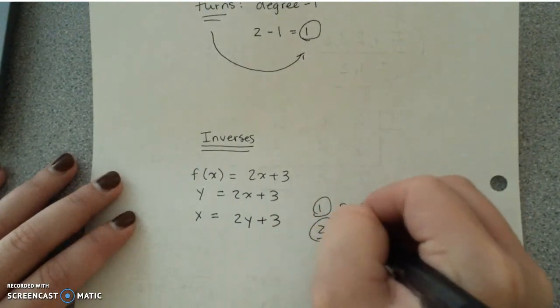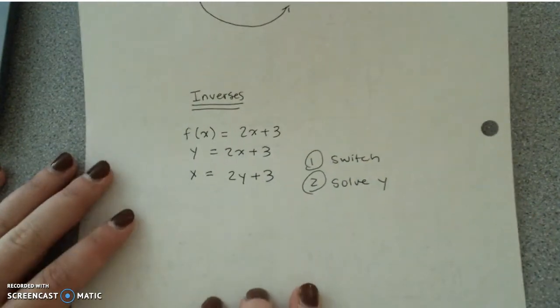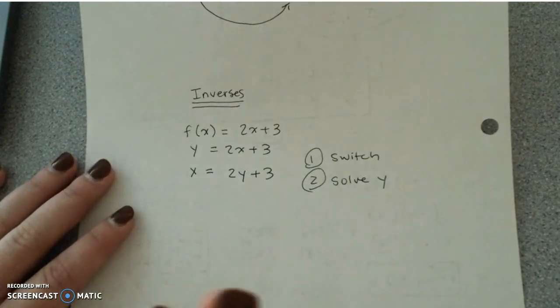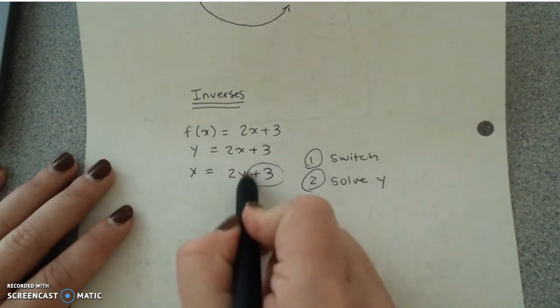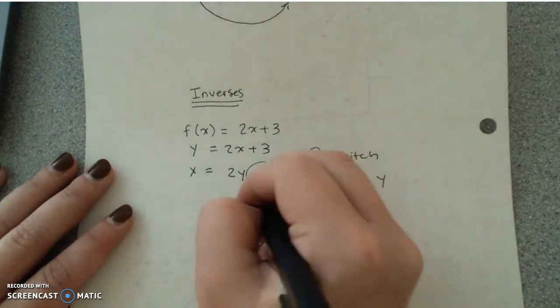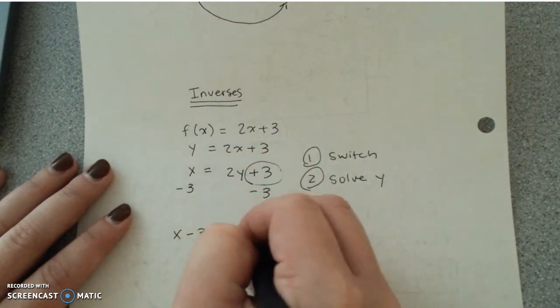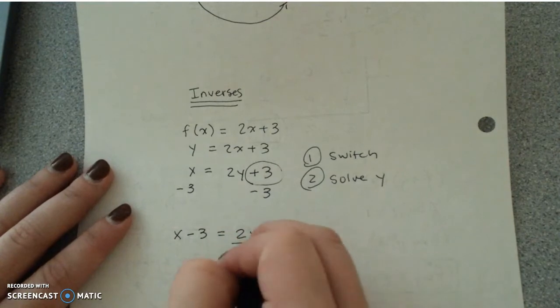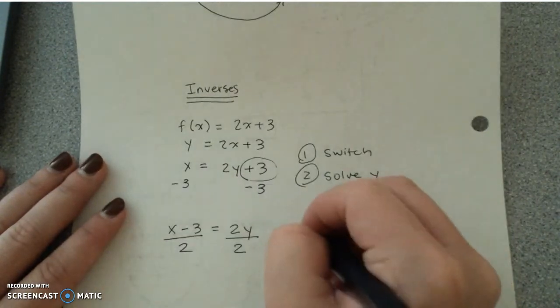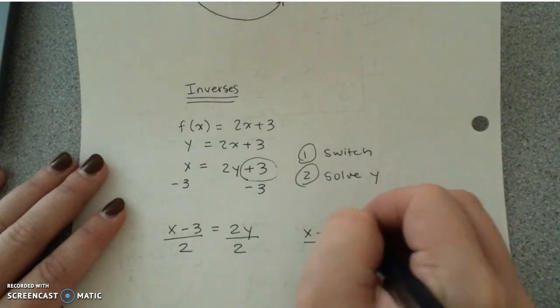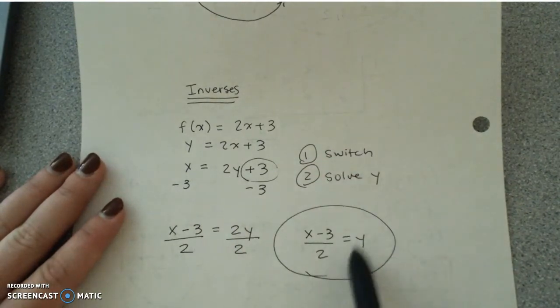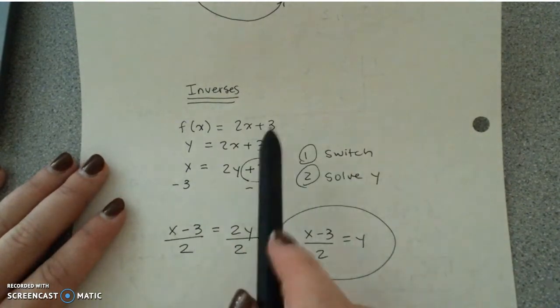and then I solve for y. So remember, get rid of the outer branches before you get rid of the whole tree. So 3 is hanging off the end, so I need to subtract 3 from both sides. And then I divide everything by 2. So this is the inverse of 2x plus 3.